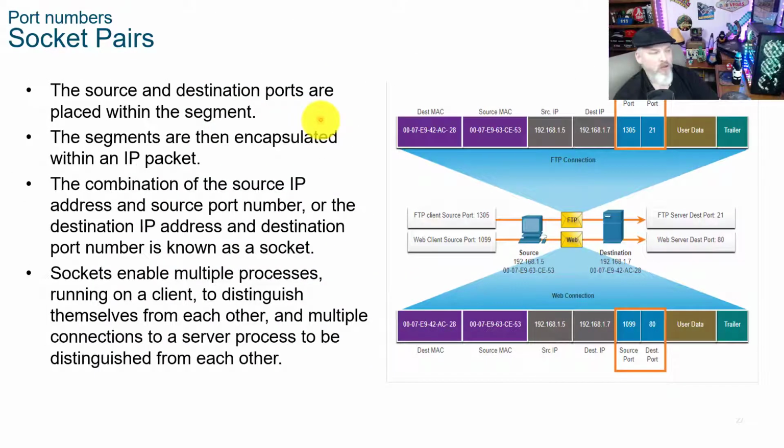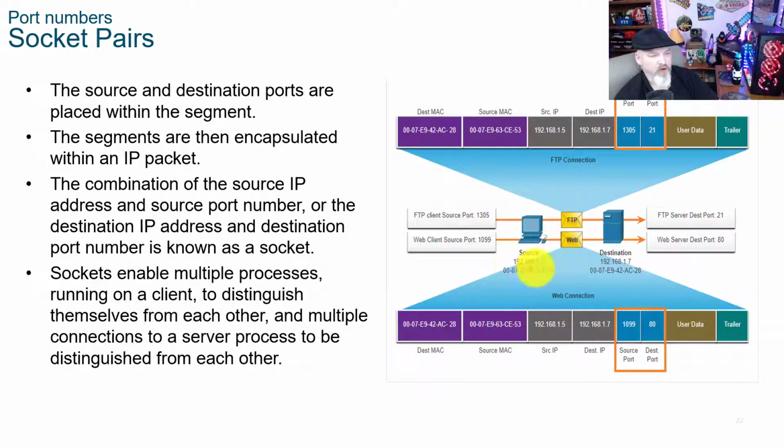We have socket pairs. The source and destination ports are placed within the segment. The segments are then encapsulated within an IP packet. The combination of the source IP address and the source port number, or the destination IP address and destination port number, is known as a socket. Sockets enable multiple processes running on a client to distinguish themselves from each other, and multiple connections to a server process to be distinguished from each other.